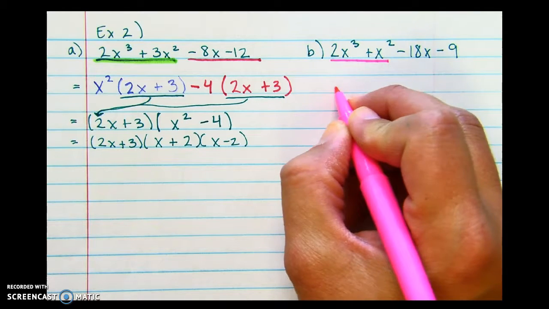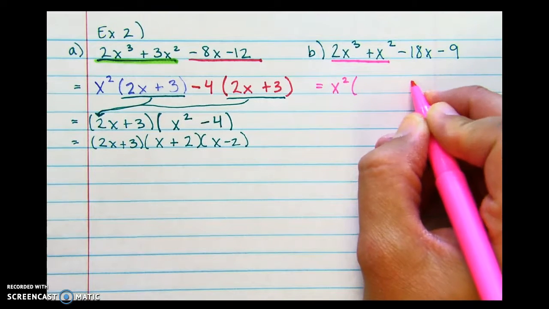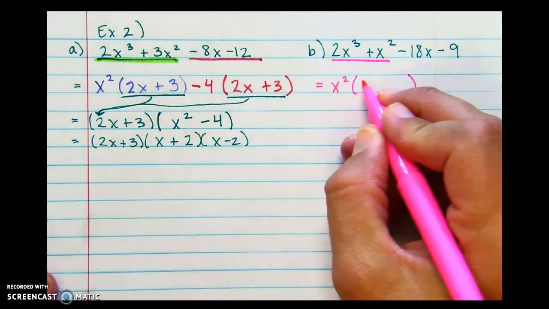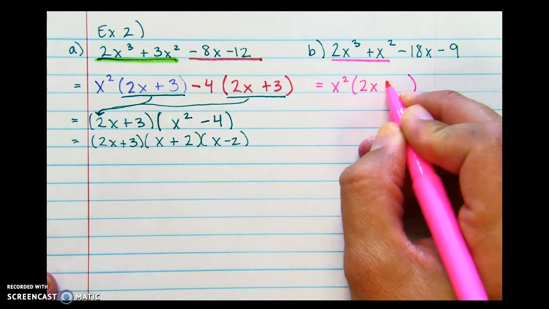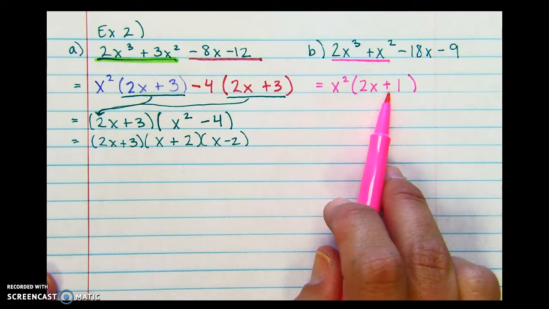X squared. Good. So we have x squared. What will go in the parentheses? 2x plus 1. Yeah, when we factor out everything, there's a 1 left. Okay.